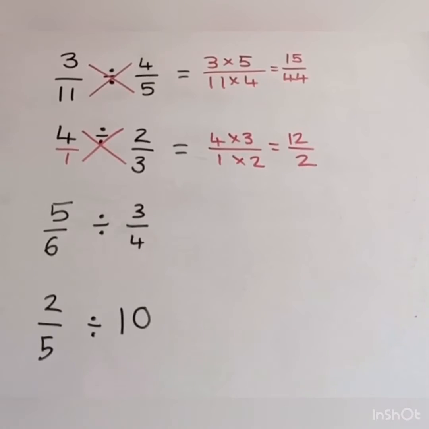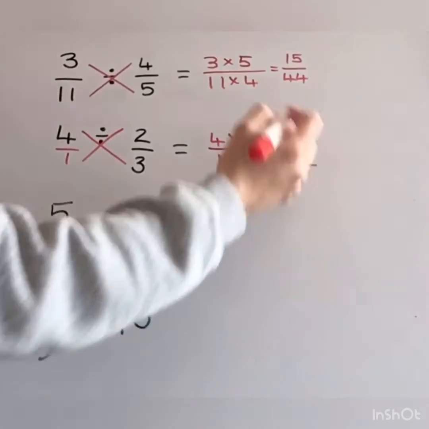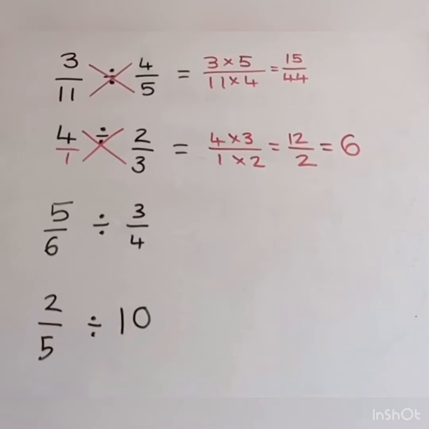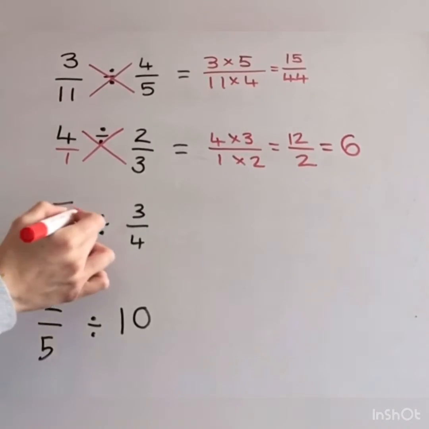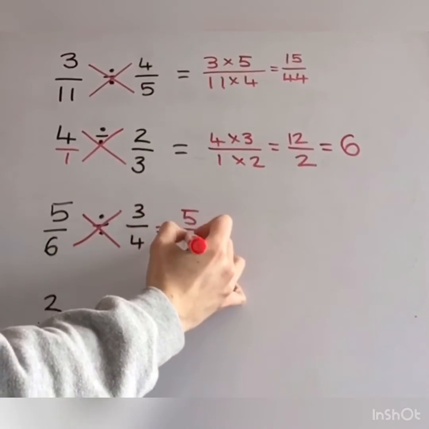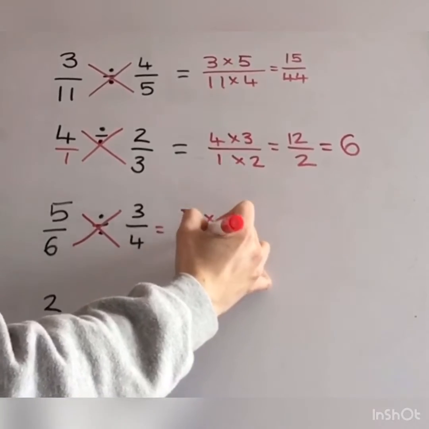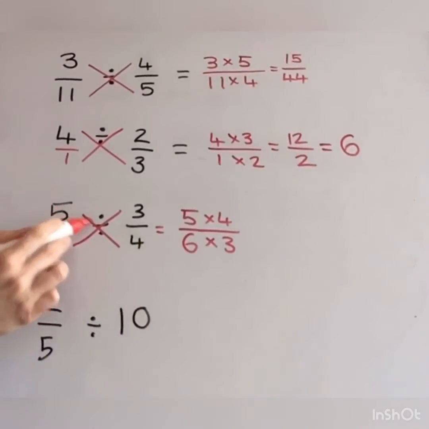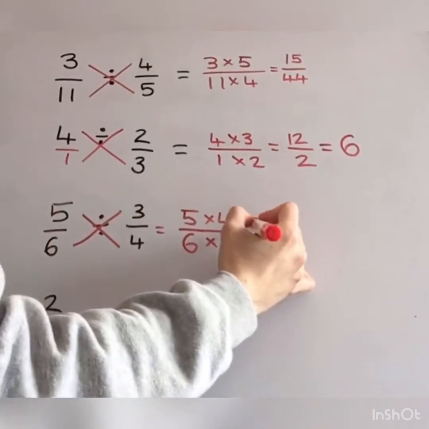Remember, as always, you will probably be asked to leave your fraction in its simplest form or to cancel it down. So how many 2's go into 12 would be 6. There's nothing left over, so this one was actually 6 wholes. Same again on the next one. Multiply 5 by 4 and 6 by 3.